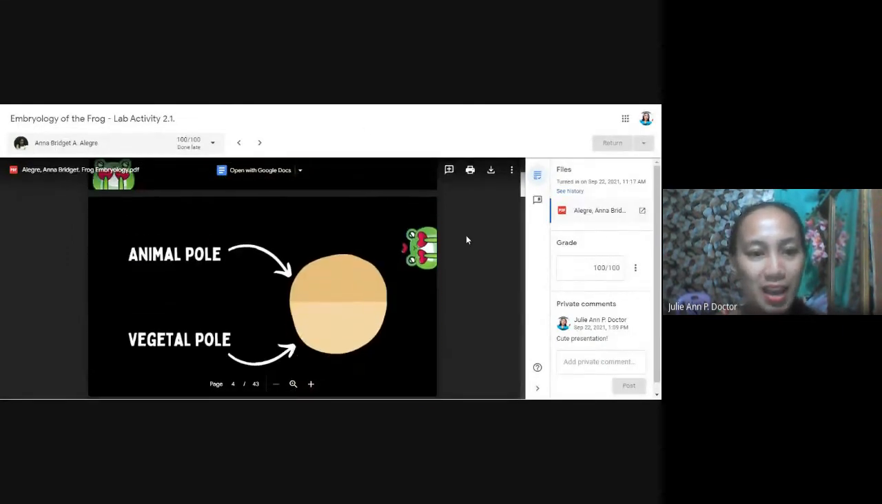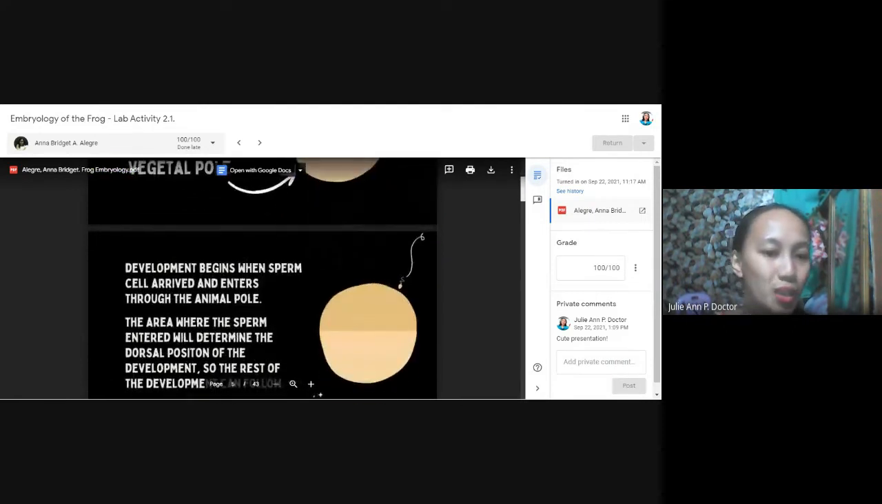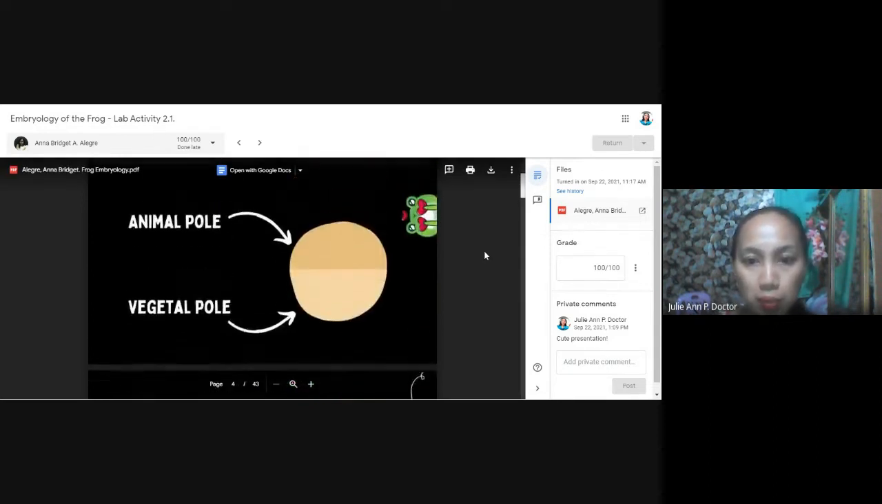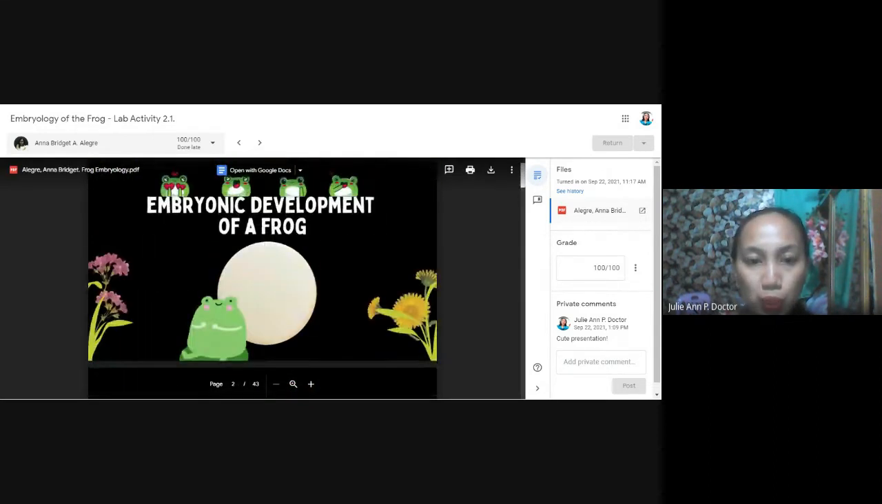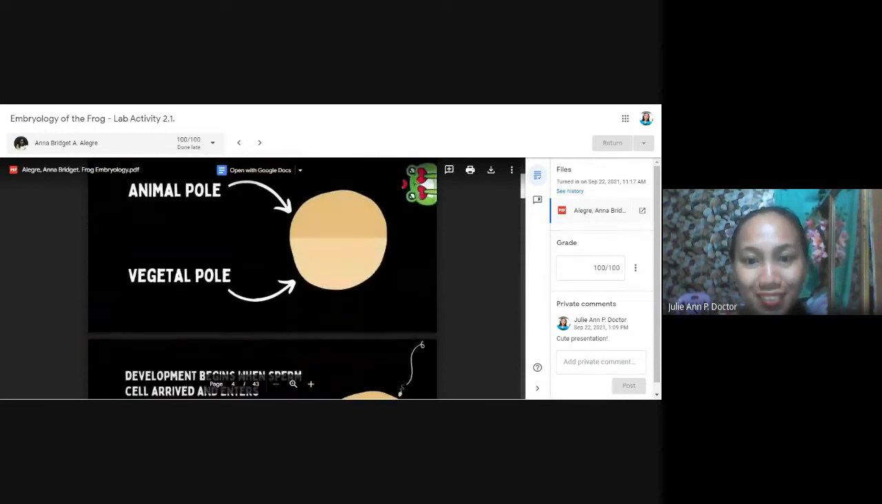Next, we have animal pole. So we also have here the vegetal pole. So these are the two divisions of this frog embryo. Next, development begins when sperm cell arrive and enters through the animal pole. Oh, so let me correct myself. In this part, we don't have yet a fertilized egg. So it's somehow different, right?